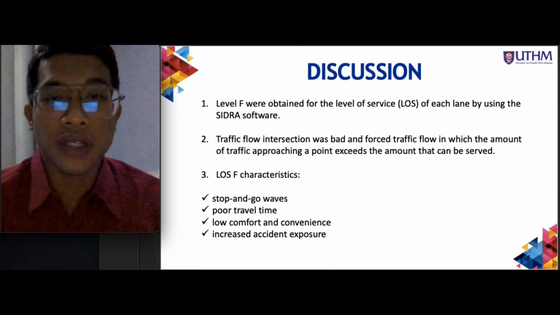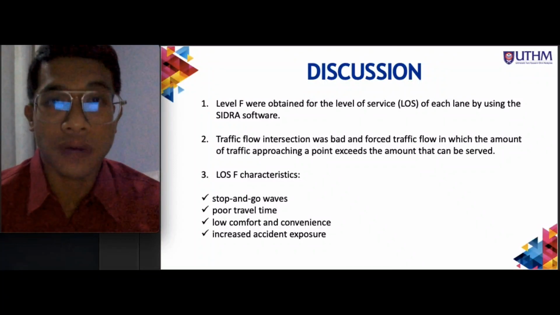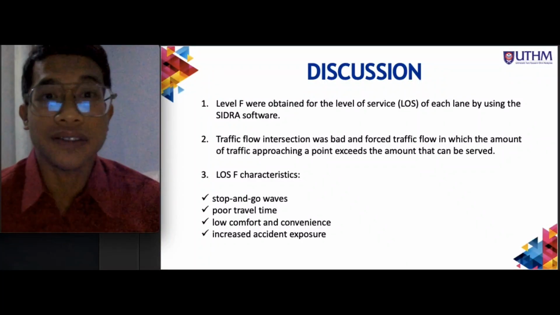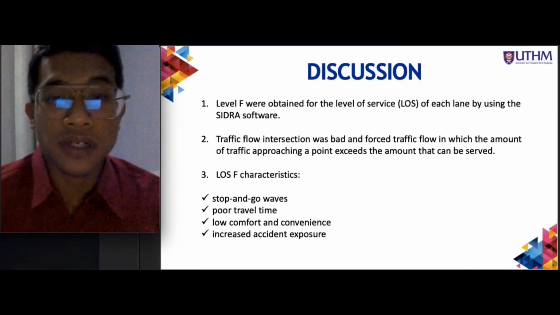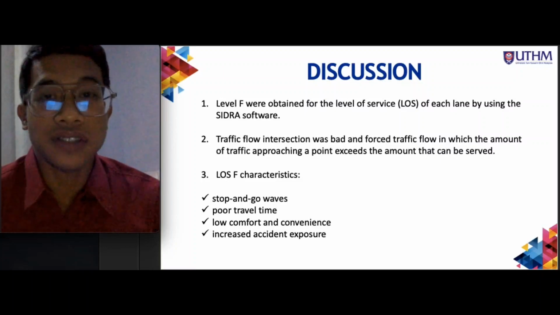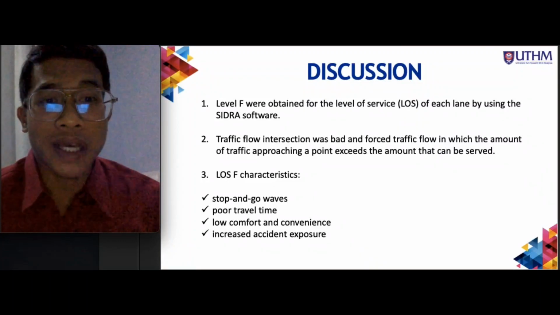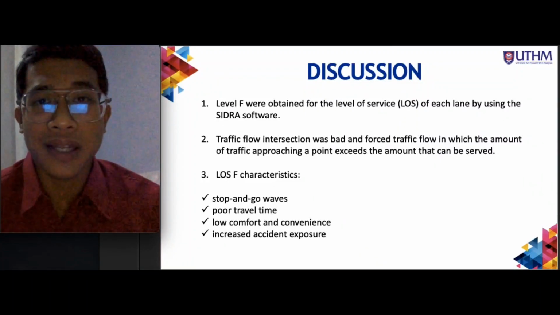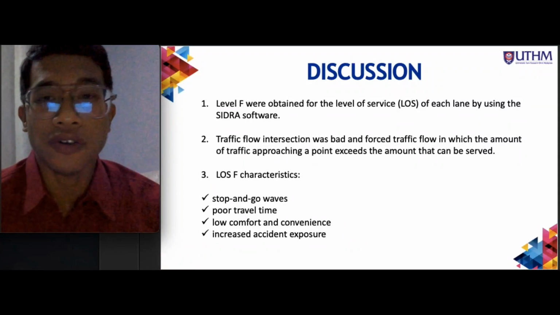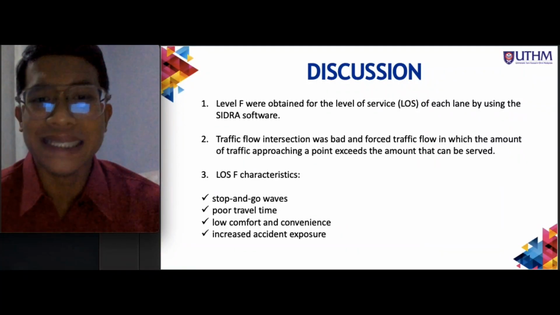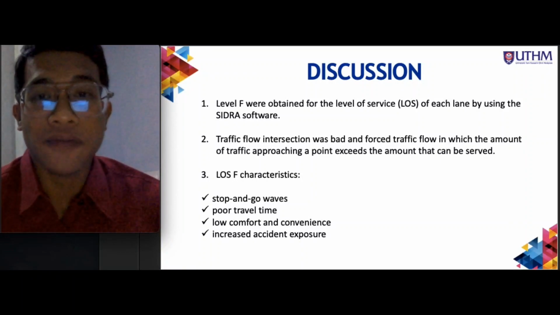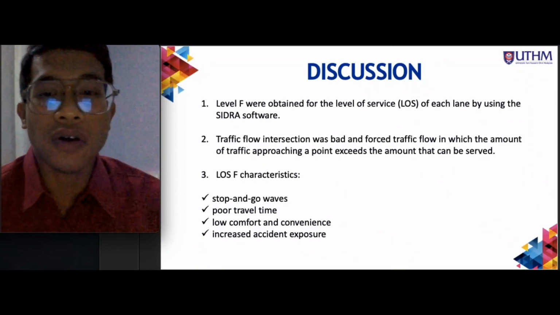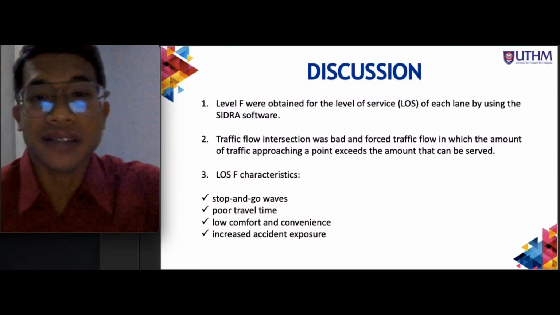So today I would like to discuss the discussion for our project for the signalized intersection. Based on the results, level F was obtained for the LOS of each lane by using SIDRA software. This showed that the traffic flow at the intersection was bad and forced, in which the amount of traffic approaching a point exceeds the amount that can be served. LOS F was characterized by stop and go waves, poor travel times, low comfort and convenience, and increased accident exposure.